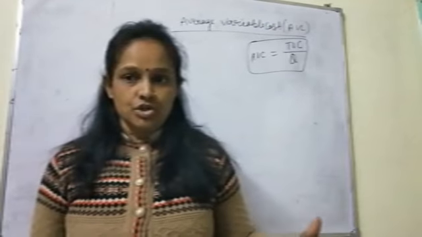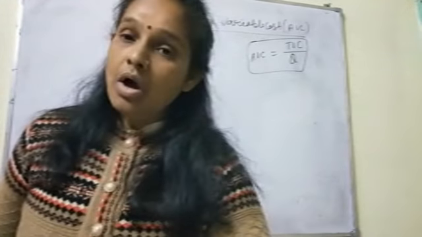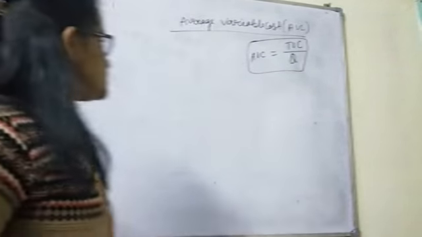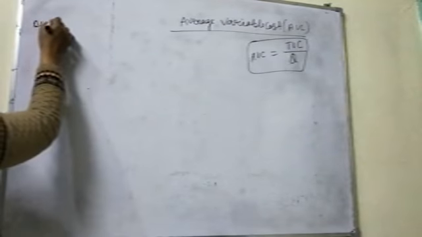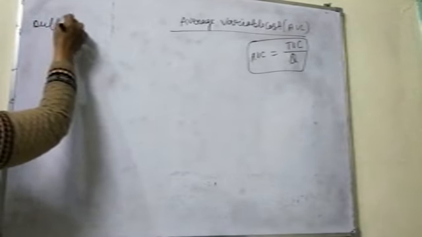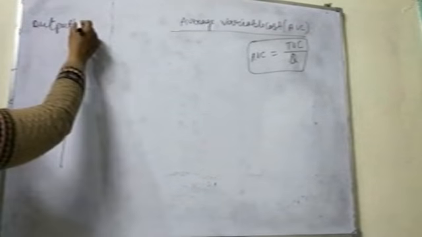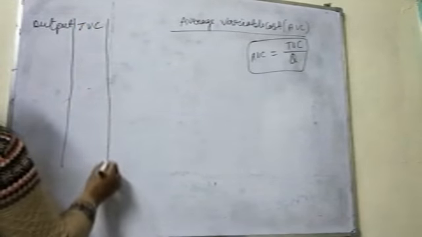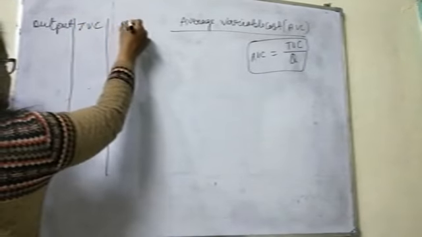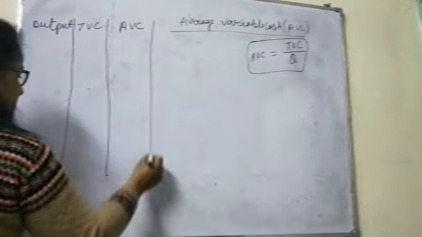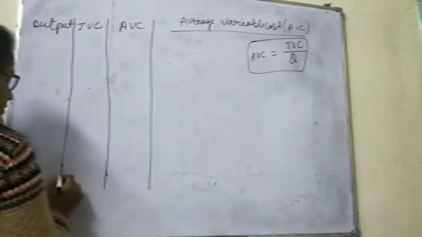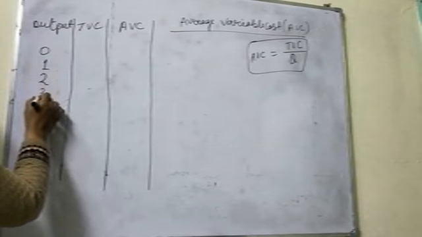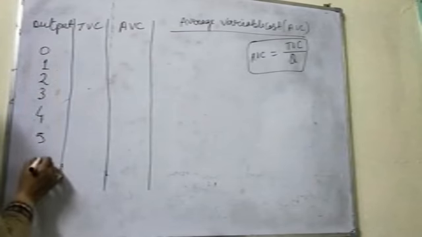Okay. Now we'll draw the schedule. Now for the schedule of AVC, we want what? TVC. So now see the schedule. Output, then TVC, then from TVC we'll get AVC. So we start with 0, 1, 2, 3, 4, 5, 6.